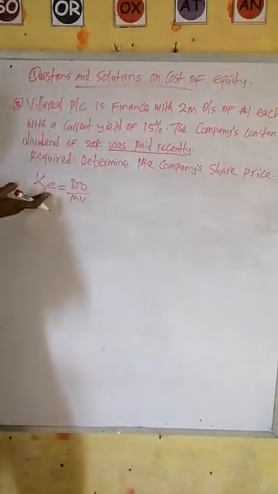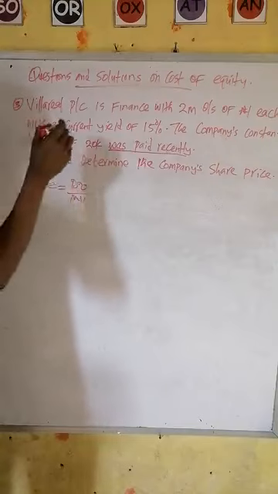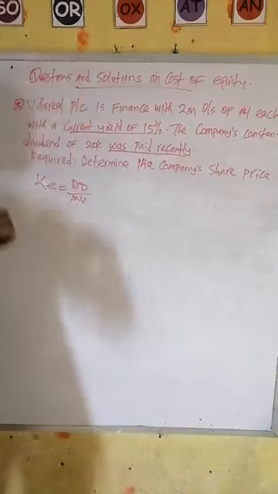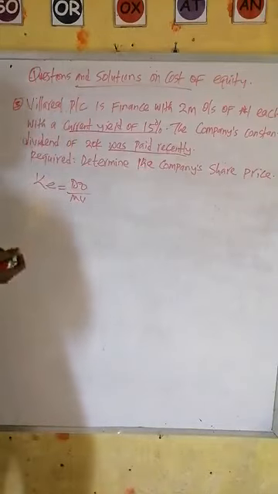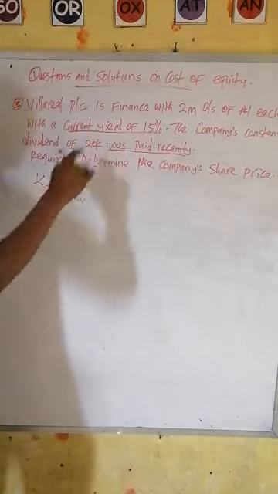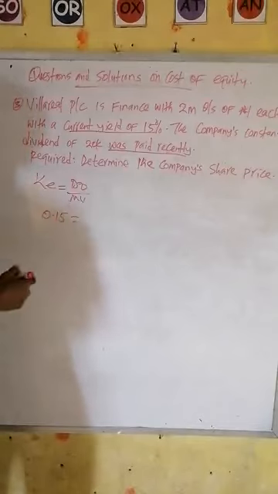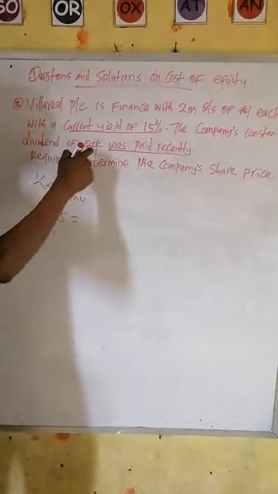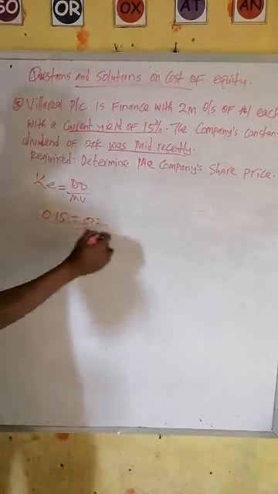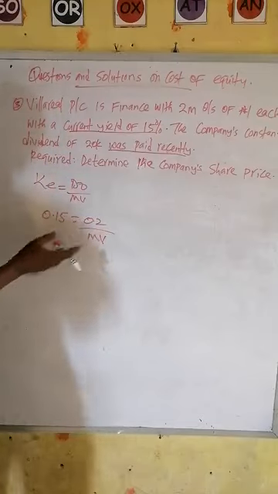So, what is our cost of equity? I've said before that when you hear current yield, that is the yield on investment. That's what the investment yields. It means that's the cost of equity. So 15%, that is 0.15, is equal to the dividend. What is the dividend given to us in the question? 20 kobo. That is 0.2, all over market value, which we don't know. That's the unknown variable we are looking for.